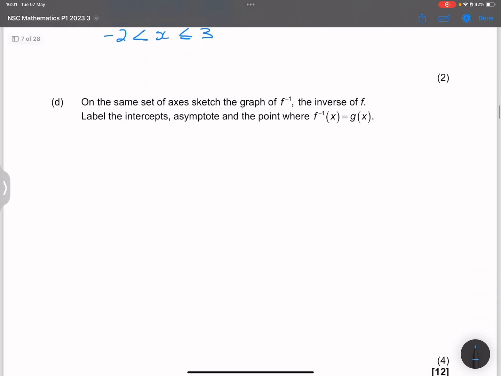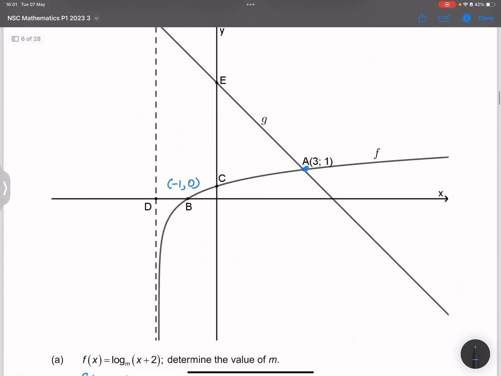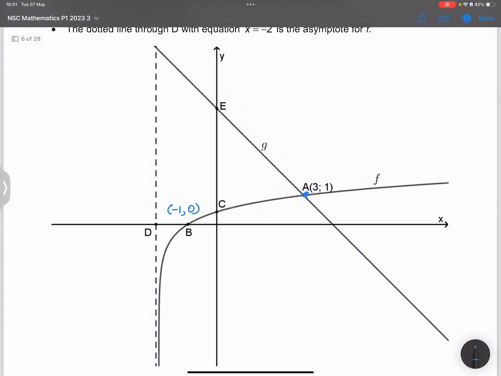Now they say on the same set of axes, sketch the graph of the inverse of f, and label the intercepts, the asymptotes, and the point where the inverse of f is equal to the graph of g. So what would the inverse of f look like? Now note that we've got a vertical asymptote, which means that the inverse graph would have in this case a horizontal asymptote.